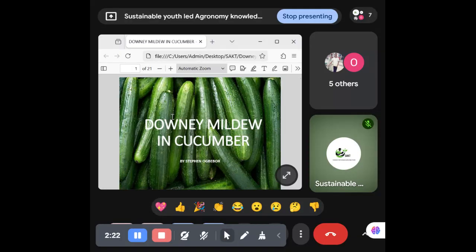How can we combat downy mildew, or how can we prevent downy mildew? Because in as much as we want to know the disease, it is better we prevent it than curing it, because when you start curing anything, you start losing money in your production. So I will hand over the floor right now to Mr. Stephen to give us the good message of combating downy mildew in cucumber. Please, let's give him a thumbs up as he takes over the class.